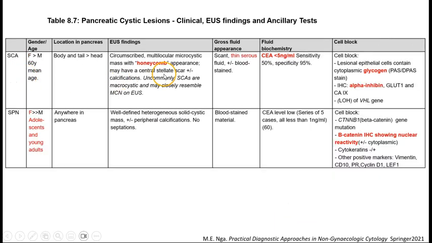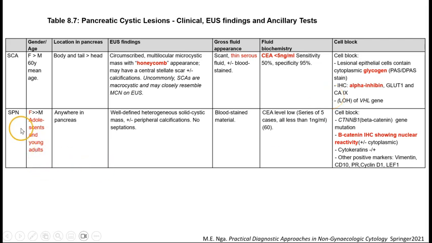For serous cystadenoma, just remember the honeycomb appearance, which is quite classical on EUS, and with a very low CEA level. And for cell blocks, as I mentioned earlier, ancillary tests can be extremely useful. For example, the lesional epithelial cells are usually rich in glycogen rather than mucin. So if you do a PAS-DPAS, it will be positive in the PAS stain and then digested away in the DPAS stain. In terms of immunohistochemistry, alpha-inhibin, GLUT1 and CA9 are very useful markers to highlight the lesional epithelium. It is worth noting that CA9 can also be positive in gastric epithelium.